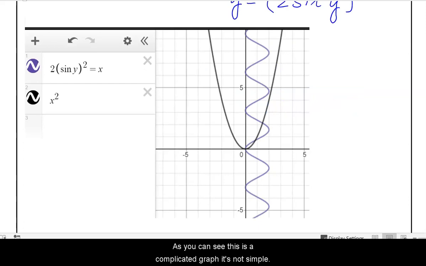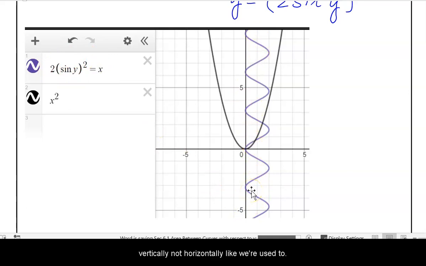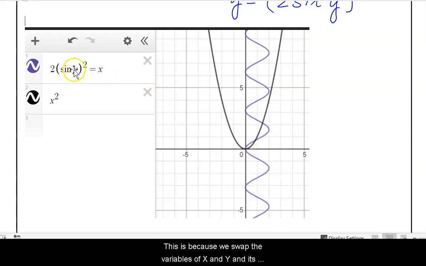As you can see, this is a complicated graph. It's not simple. What's happening in this curve right here is that we have the sine function running, yeah, you've got it, vertically, not horizontally like we're used to. This is because we've swapped the variables of x and y in its representation. You'll notice that when I put it into Desmos, instead of writing sine squared of y, I wrote in parentheses sine of y quantity squared. It should still work if you write sine squared of y.